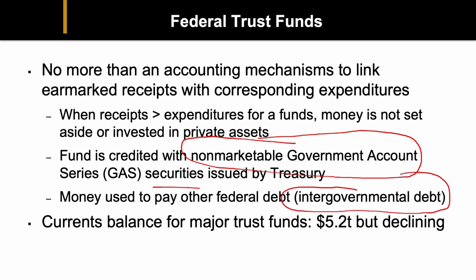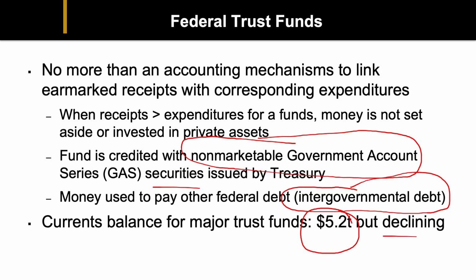It's the so-called intergovernmental debt. Most of it is borrowing of this type. So you essentially have the Treasury Department borrowing from the funds to run the general government. The current balance for trust funds is about $5.2 trillion. So that's how much they have sitting around in securities rather than cash.